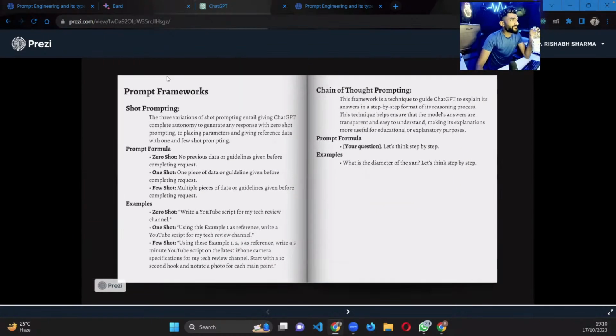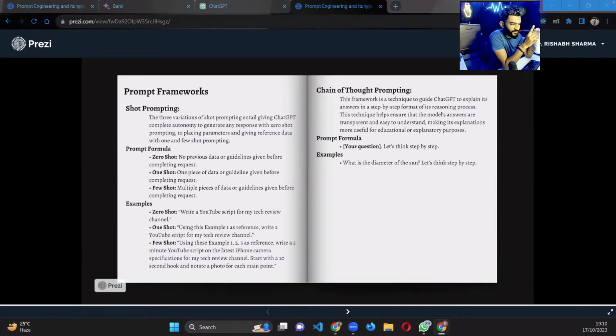Let's come to the prompt frameworks. This is something which is very important, and whenever you are sitting in an interview for prompt engineer, or if you are planning to sit in an interview for prompt engineer, this is most important.